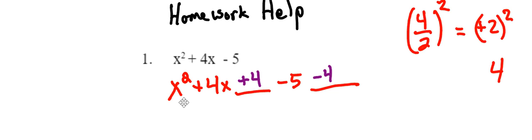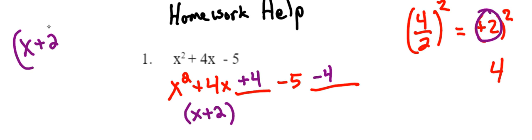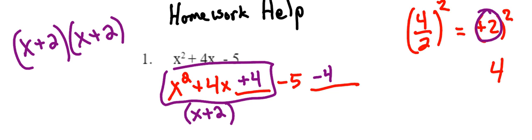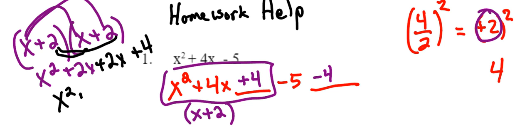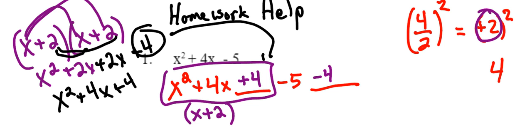Now, if I were to factor this, positive 2 over here is how it would factor. It would factor to x plus 2 and x plus 2. I'm going to write it over here because I want to see if it gets me this. So I'm going to multiply it. X times x, x squared. X times 2, 2x. Then 2 times x, 2x. 2 times 2 plus 4. We get x squared plus 4x plus 4. But notice, see that positive 4 right there? That was needed to make this thing work.